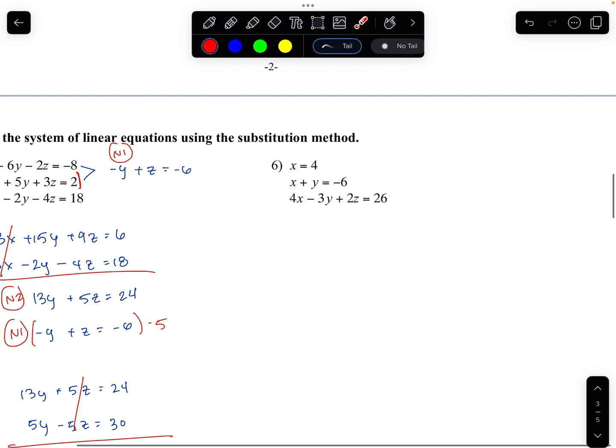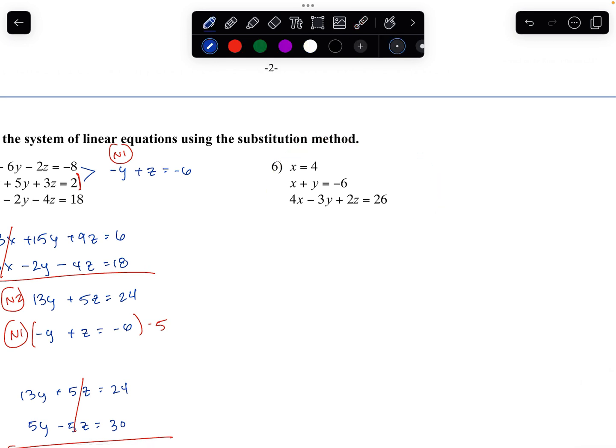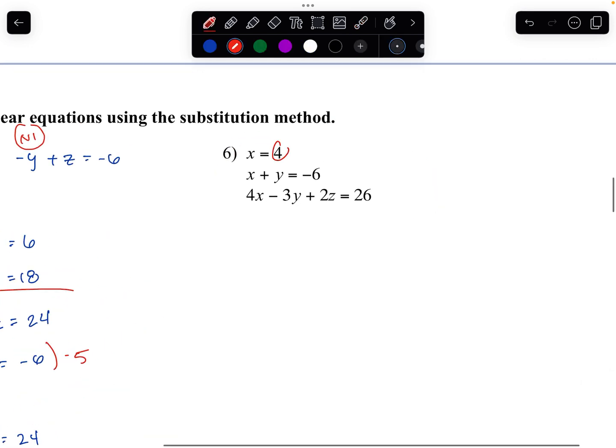Alright, this one I'm definitely going to use substitution. I'm just going to plug 4 in for x. So I get 4 plus y is equal to negative 6. Subtract 4, I'll get y is equal to negative 10.